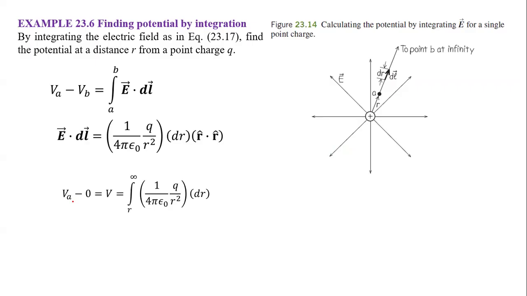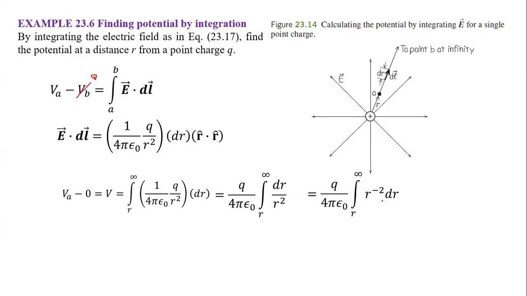We treat the potential at point B as being at infinity, so the potential at B is equal to 0. From infinity, I will put point A here at the point charge. So V_A, the potential at a distance r, is equal to the integration from r to infinity of 1 over 4 pi epsilon naught, q over r squared, dr. We just put the constant out, so we have dr over r squared.